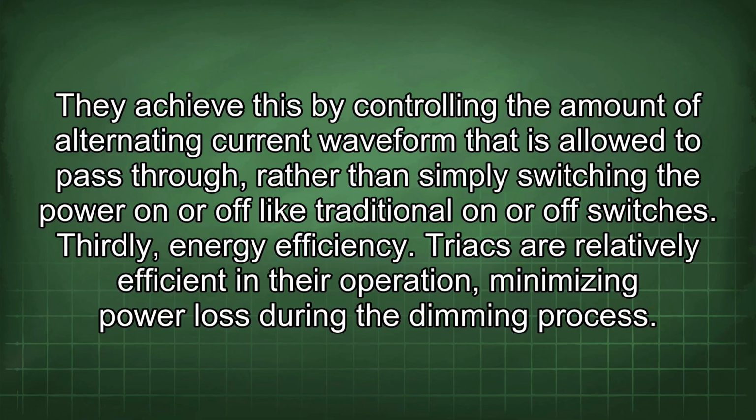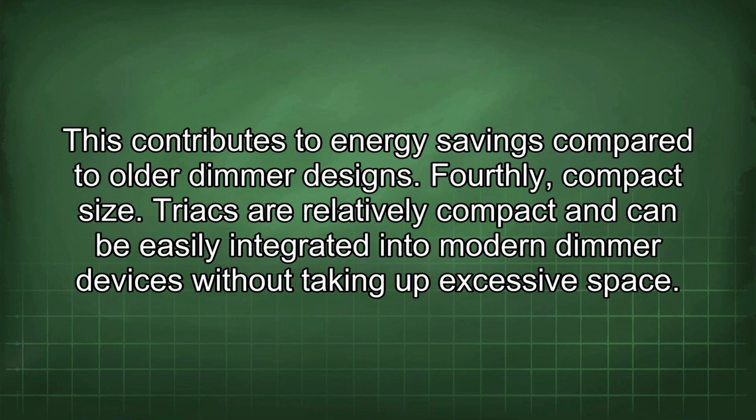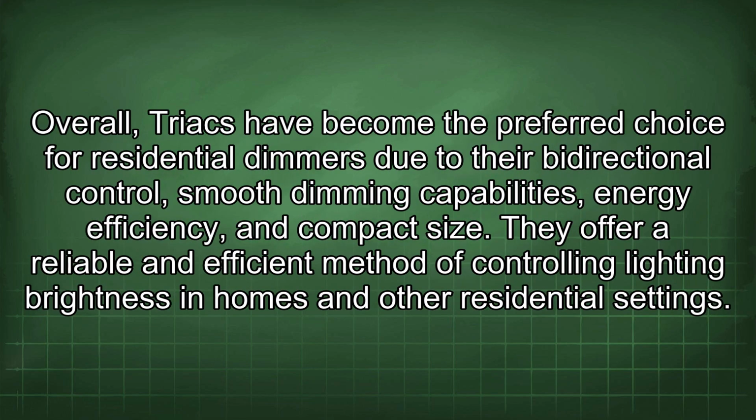Thirdly, energy efficiency. Triacs are relatively efficient in their operation, minimizing power loss during the dimming process. This contributes to energy savings compared to older dimmer designs. Fourthly, compact size. Triacs are relatively compact and can be easily integrated into modern dimmer devices without taking up excessive space. Overall, triacs have become the preferred choice for residential dimmers due to their bidirectional control, smooth dimming capabilities, energy efficiency, and compact size. They offer a reliable and efficient method of controlling lighting brightness in homes and other residential settings.